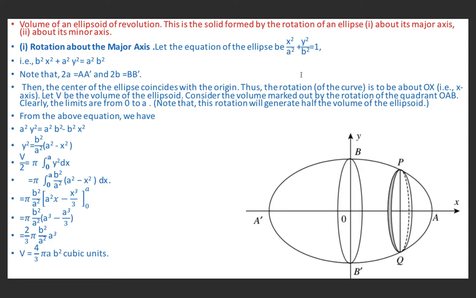We know that the equation of the ellipse is x square upon a square plus y square upon b square equal to 1. Here a square b square is the LCM, so it is b square x square plus a square y square equal to a square b square. We know that A dash A is the major axis, it is equal to 2a, and B dash B is the minor axis, it is equal to 2b.